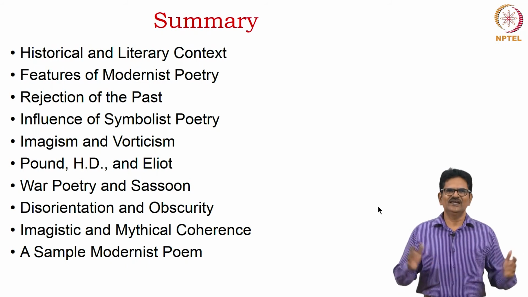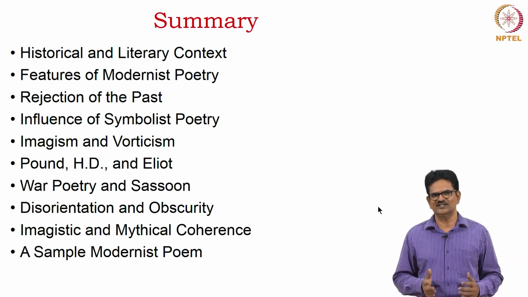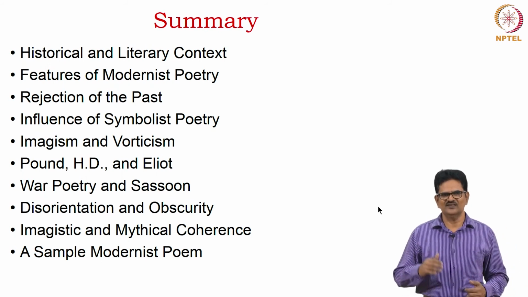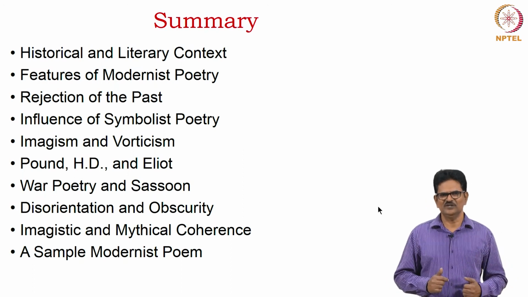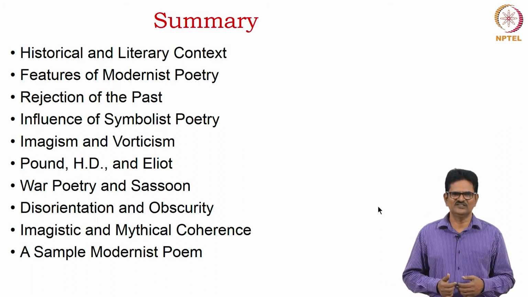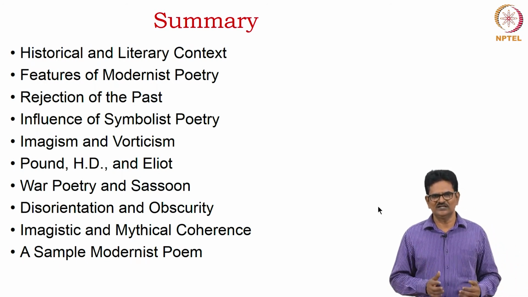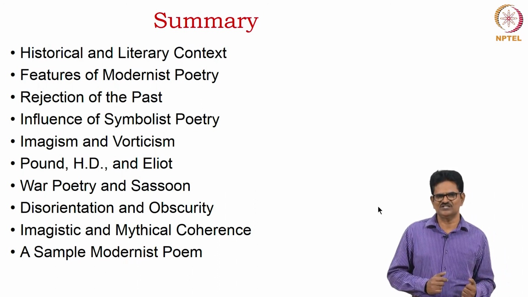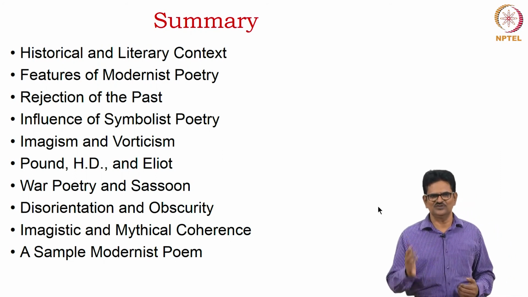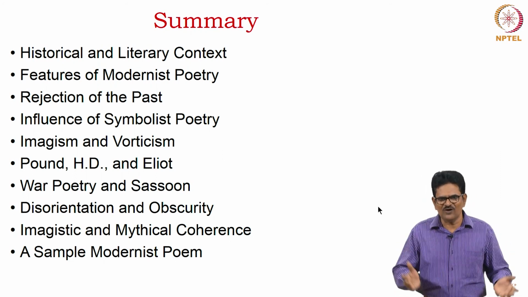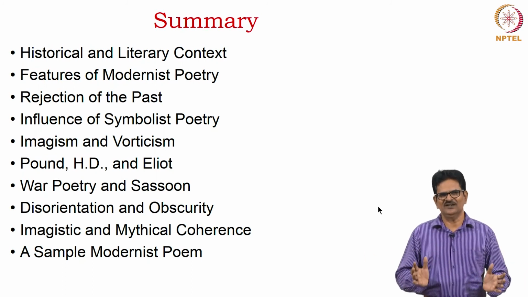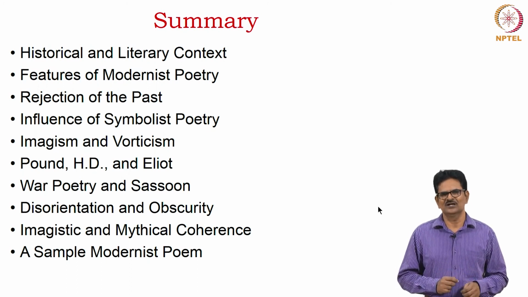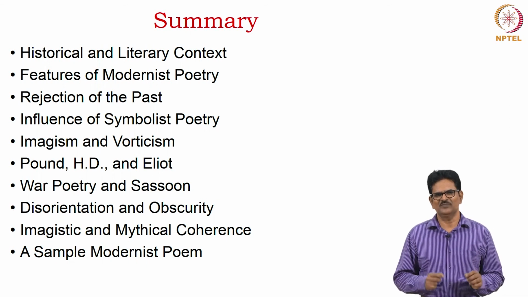In summary, we have paid attention to the historical and literary context in which modernist poetry was written, and we identified some of the features like rejection of the past, influence of symbolist poetry, the rise of Imagism and Vorticism, the chief practitioners of Imagism and Vorticism like Pound, Hilda Doolittle, and of course Eliot. In between we found this war poetry also taking the shape of modernist poetry, expressing disorientation and obscurity, and finally we found that despite all these disparate elements, we find some kind of coherence through myth and musical organization, and finally we looked at a sample poem by T.